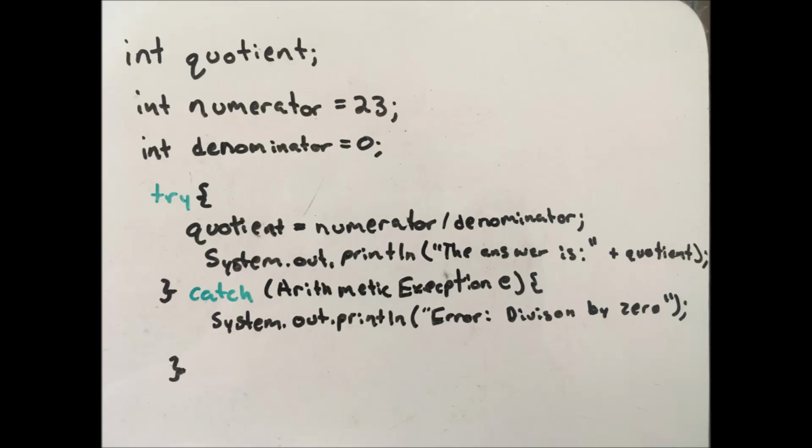Now suppose the value of the denominator is not 0. If the value of the denominator is not 0, the code in the catch block will be ignored, and the print line statement will output the result of the division. Either way, the program continues executing at the next statement after the catch block.